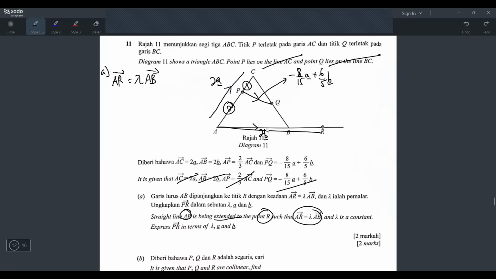But why do we have to add a lambda? Because that is the ratio. The lambda is the ratio. Even though they are parallel, they are not the same length. AR and AB are not the same length. That's why there is lambda, and lambda is a constant.